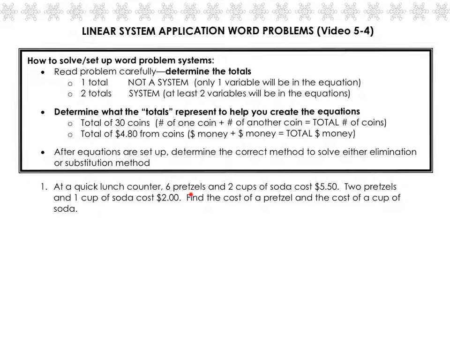At a quick lunch counter, 6 pretzels and 2 cups of soda cost $5.50. So we know that we have 6 pretzels and 2 sodas. That adds up to $5.50. So this is a total. So it might help you to put a box around the total so we know that that is a total. And then the 2 pretzels and 1 cup of soda cost a total of $2. So that's another total.